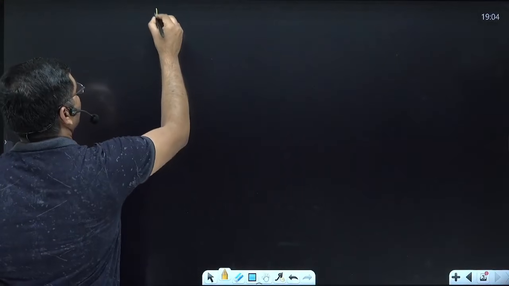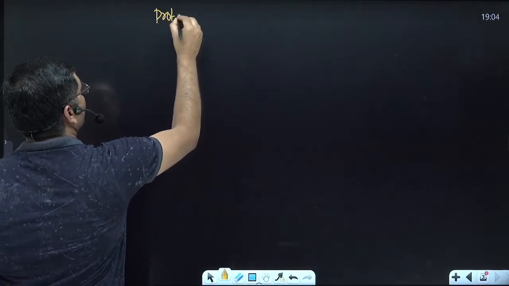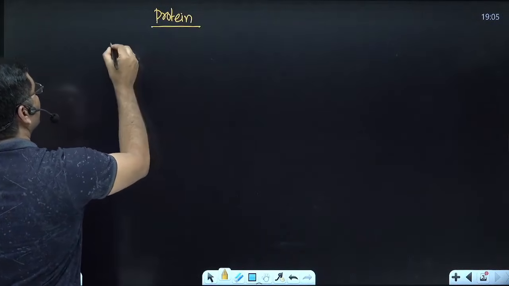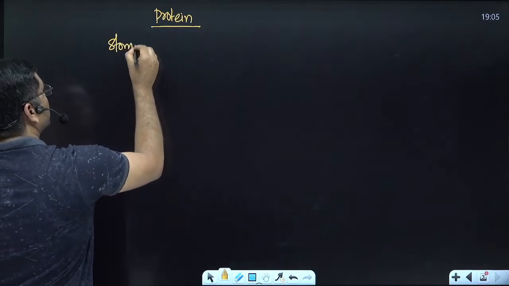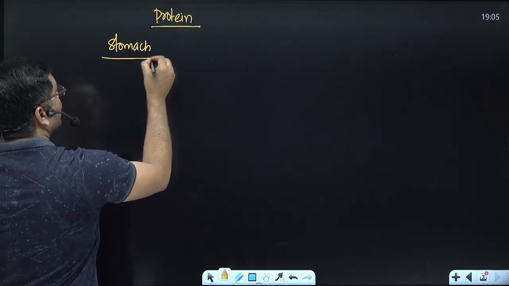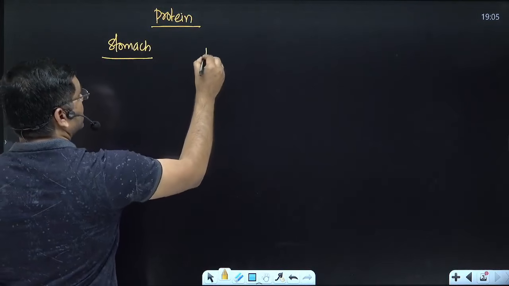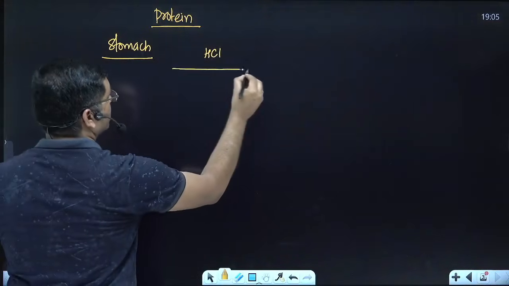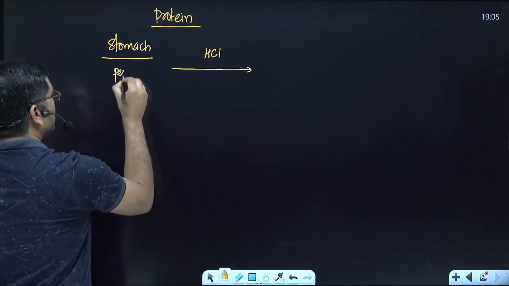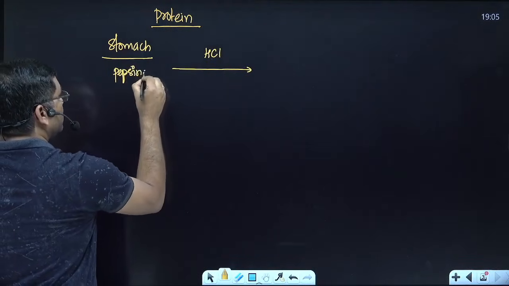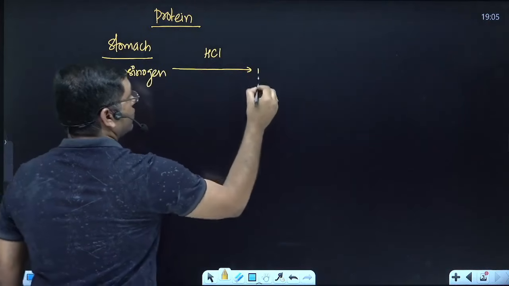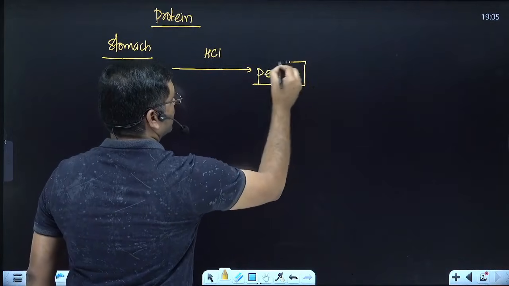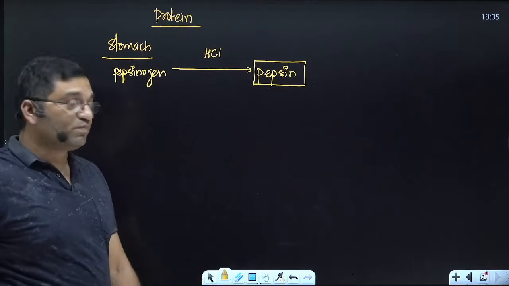So protein, what do we eat? Protein or polypeptide. In the stomach it is acted upon by the HCl. So HCl denatures the protein and causes the conversion of pepsinogen into pepsin. So pepsinogen is converted into pepsin. And what is the action of pepsin?